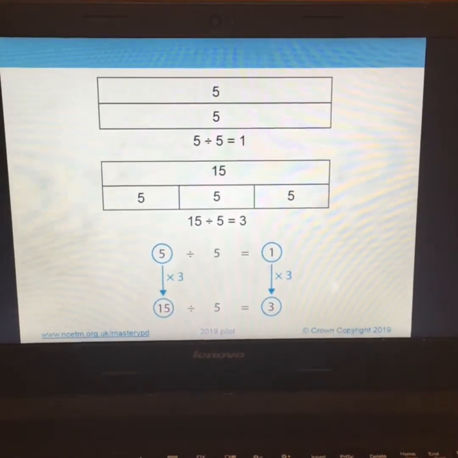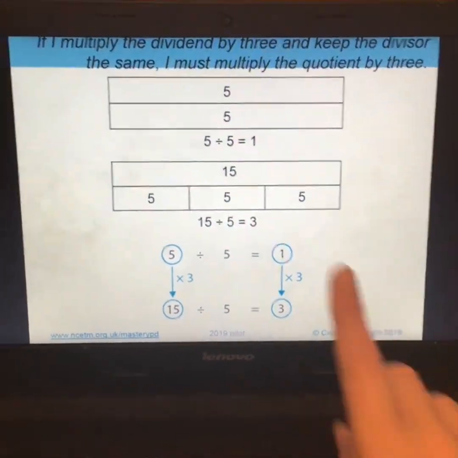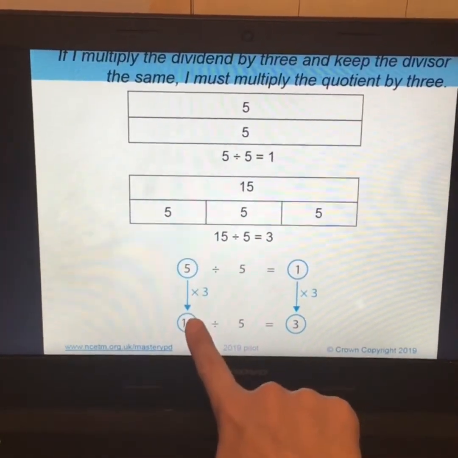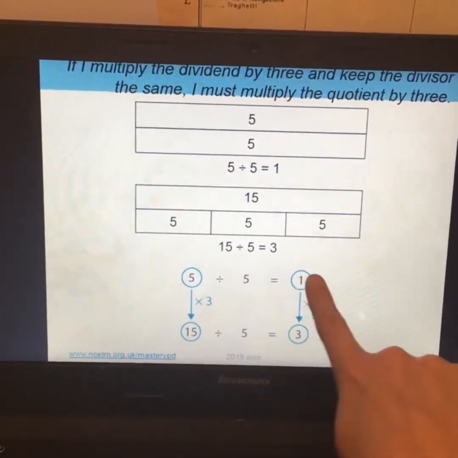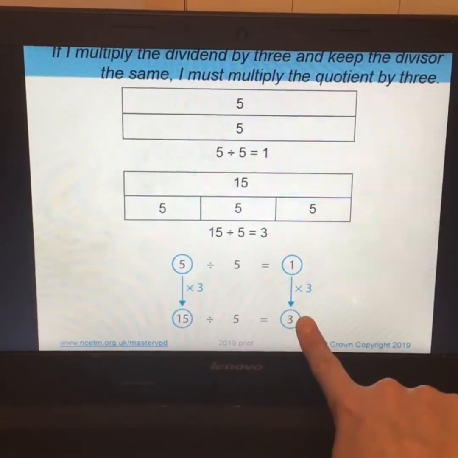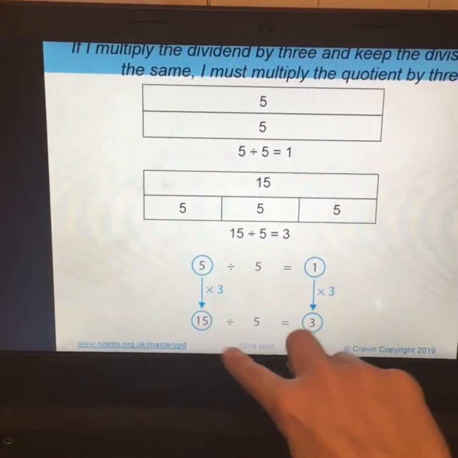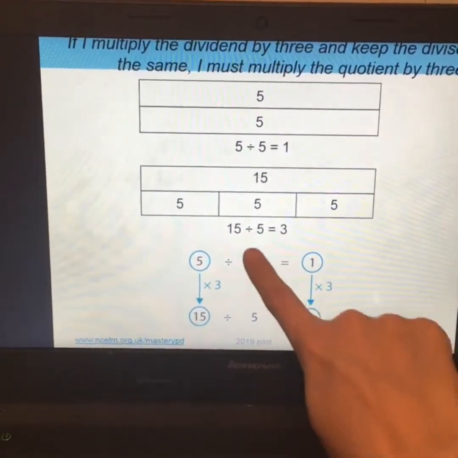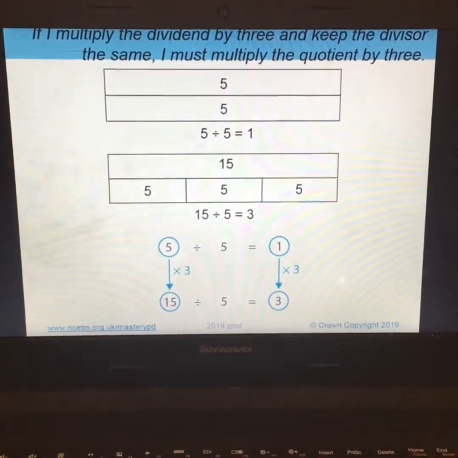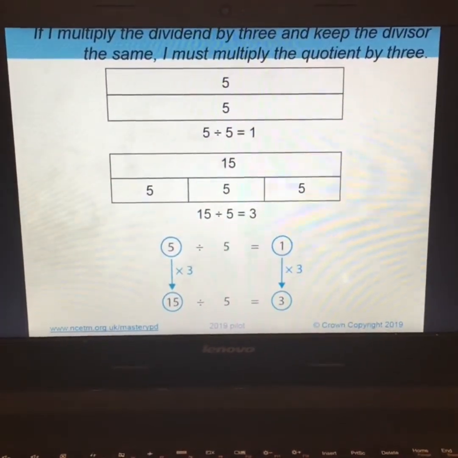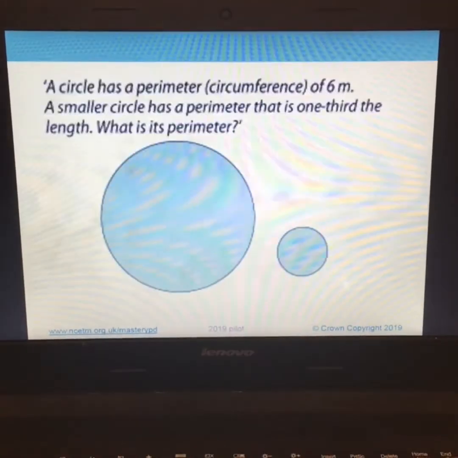Well, hopefully you're telling me if I multiply the dividend by 3 and keep the divisor the same, I must multiply the quotient by 3. So you've times this by 3 to get to 15, so you can times your answer by 3 because the divisor stays the same. And this can help us work out much more complicated sums in our heads.